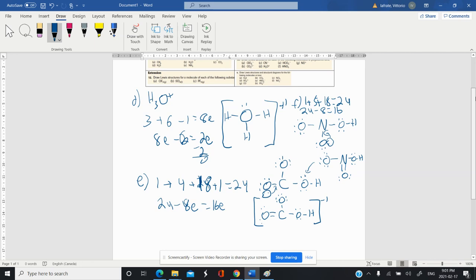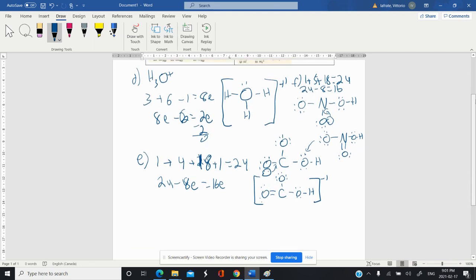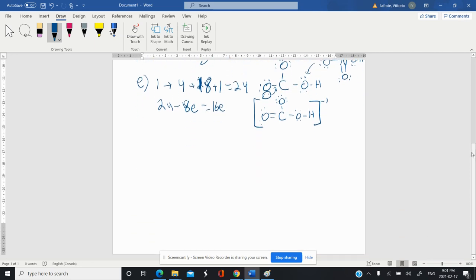And now we're going to try this for NO+. So 5 from the nitrogen, plus 6 from the oxygen, minus 1 from the plus, gives you 10 electrons to place. Let's connect our nitrogen and oxygen together there. And so we get 10 electrons minus 2 in the bond is 8 electrons left to place. So 1, 2, 3, 4, 5, 6, 7, 8.